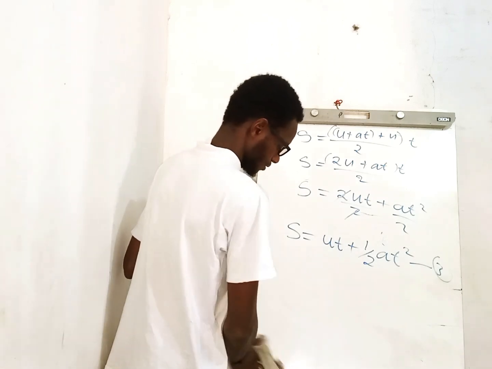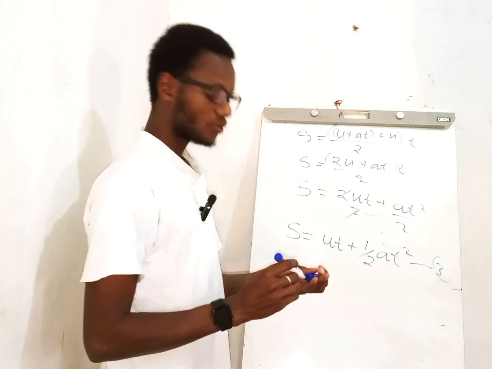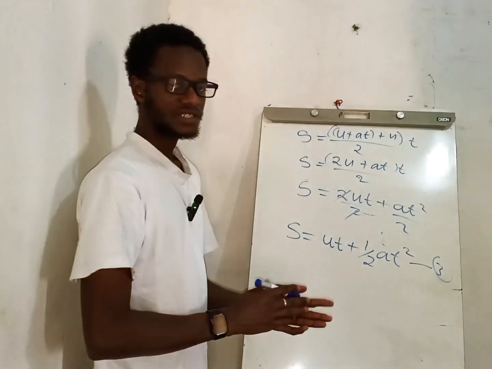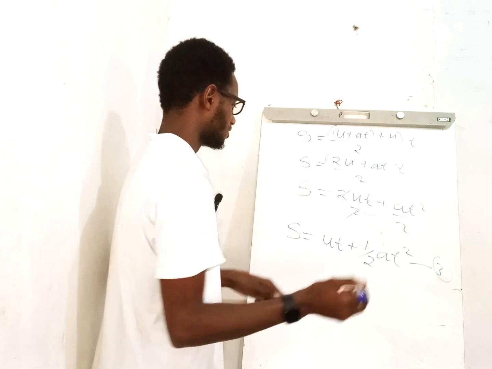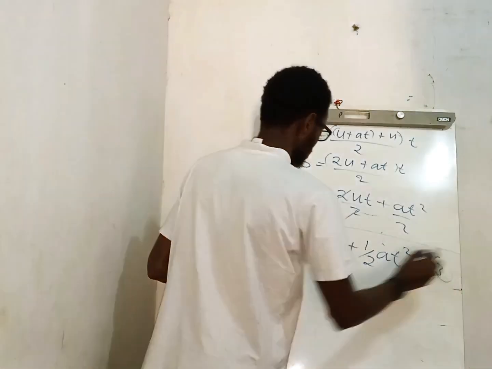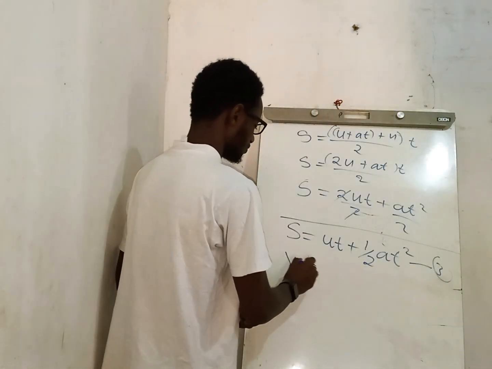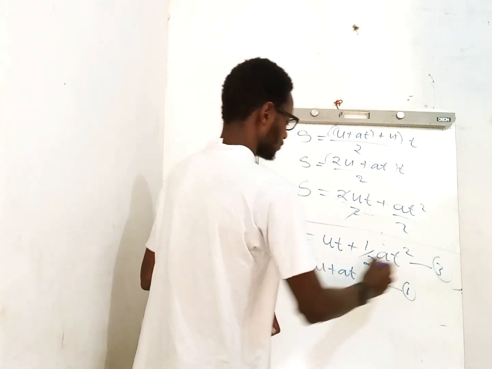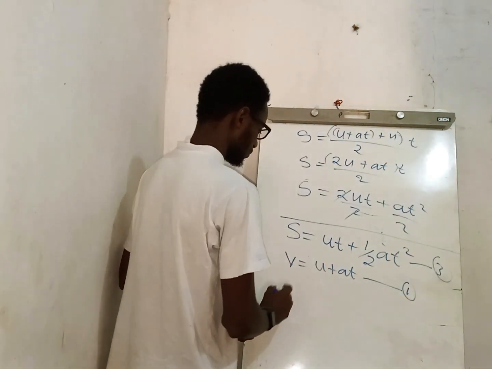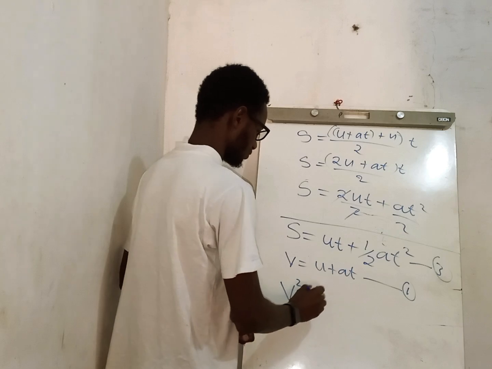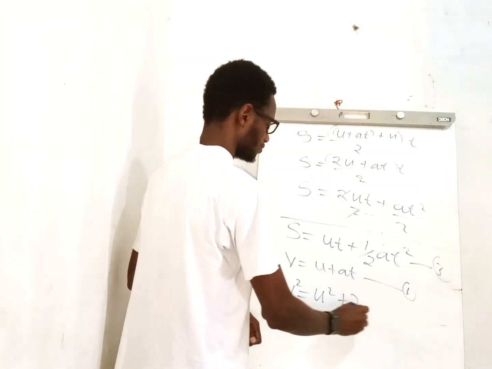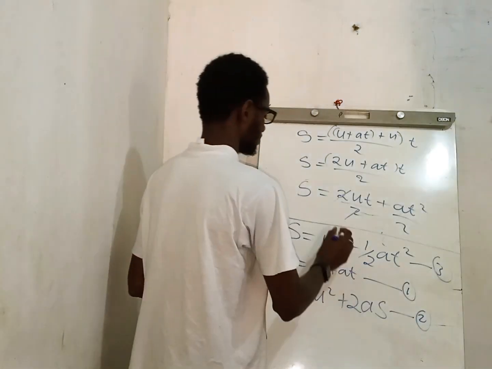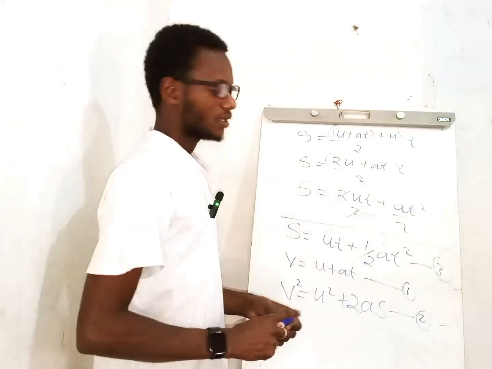So we have proved all the three equations of motion. Now we just have to write them down explicitly for you to see them all. The first equation of motion, we say is v = u + at. Then the second equation of motion, we said v squared = u squared + 2as. And this is the third equation of motion.